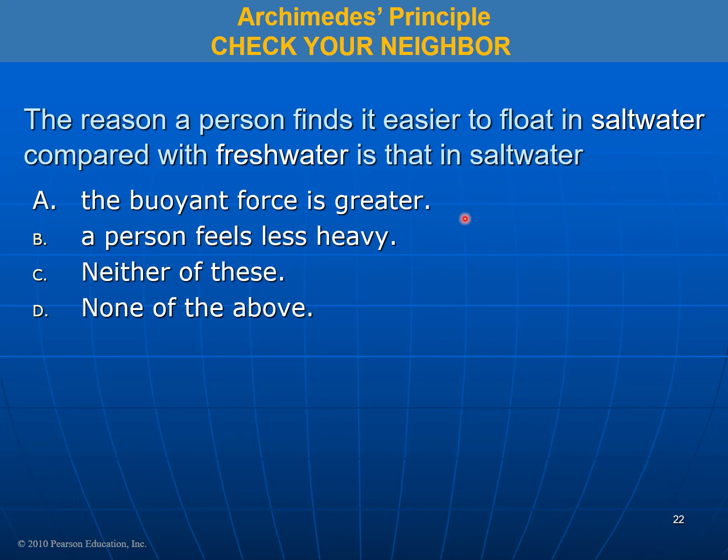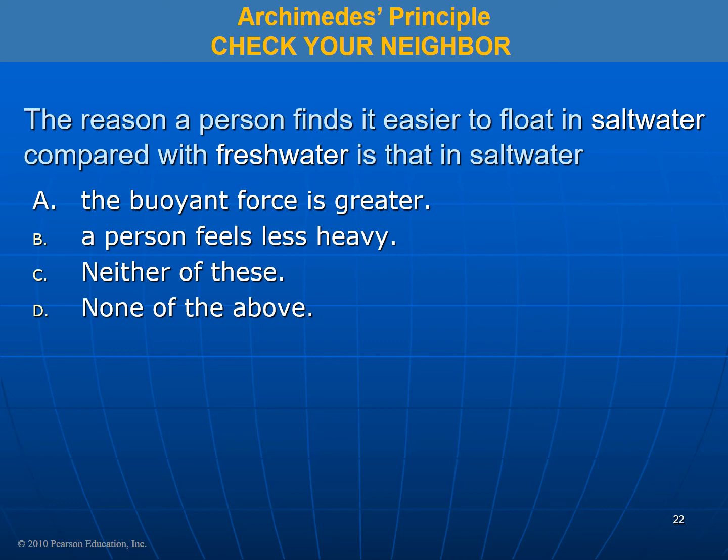The buoyancy force is greater. Why is the buoyancy force greater in salt water than in fresh water? We have a person who has the same volume. When the person goes into fresh water, they will displace water which has the same volume as the person. But because the density is 1, the weight of this displaced water will be less, and this weight is equal to the buoyancy force. So the buoyancy force in fresh water will be less than the buoyancy force in salt water.